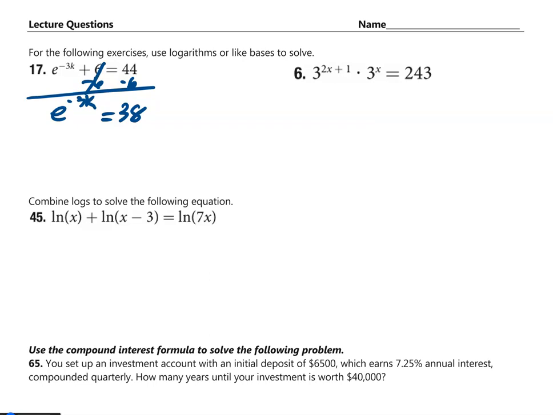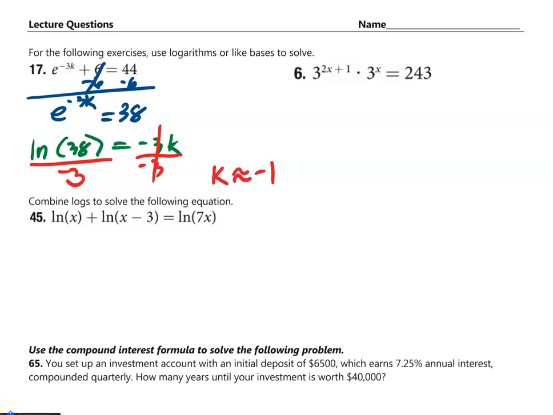So meaning ln of 38 is equal to that exponent negative 3k, and then divide both sides by negative 3, so that k is approximately equal to, if you use a calculator, negative 1.213.